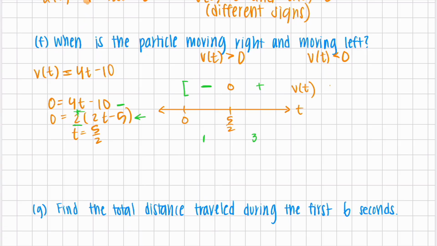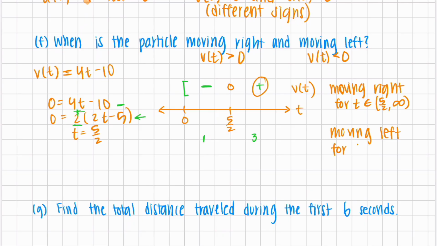So I'm going to say the particle is moving right for t on the interval, moving right when velocity is positive, 5/2 to infinity. And the particle is moving left for t on the interval, including 0, to 5/2. And that's letter F.